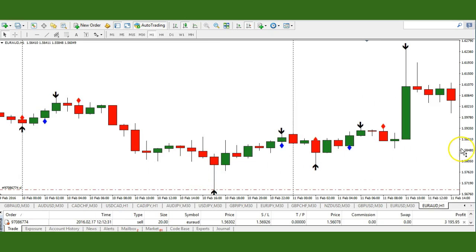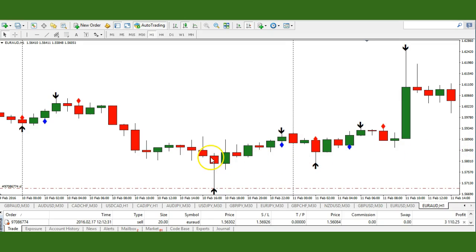Here's a perfect setup on the Euro Australian dollar, back on February the 10th. The market was in a downtrend and gave us this nice hammer. Hammers are reversal patterns, but you need a candle to close above the body to confirm an upward trend, because if we have a hammer and price closes below the wick, then of course this is not a valid hammer. A hammer is confirmed when the next candle closes above the body of the hammer, and there's your trade.